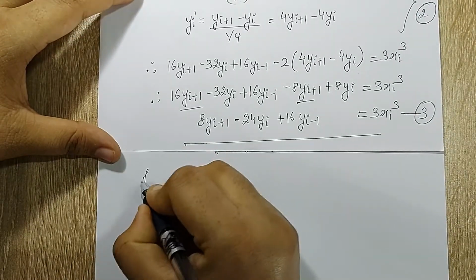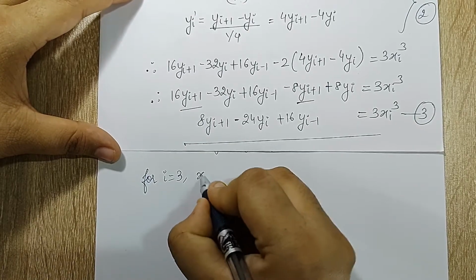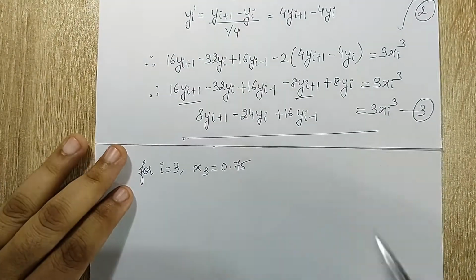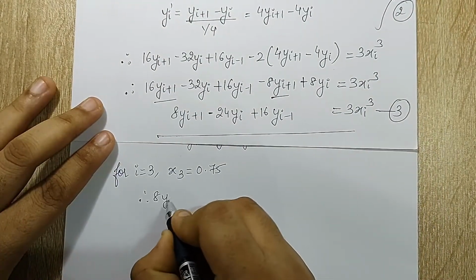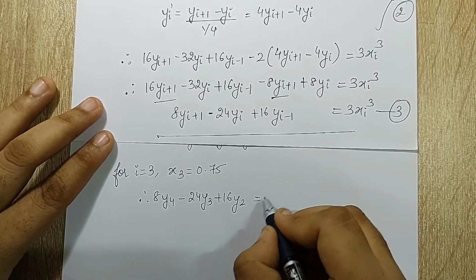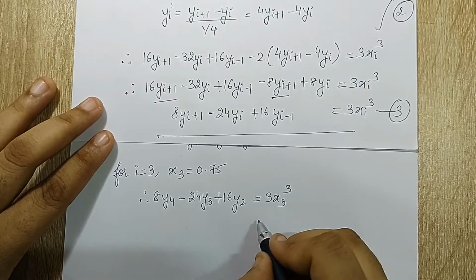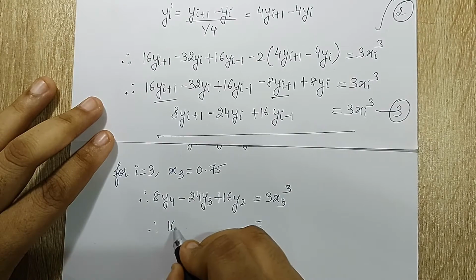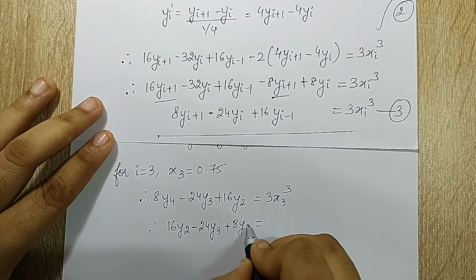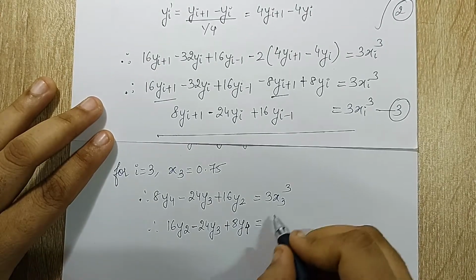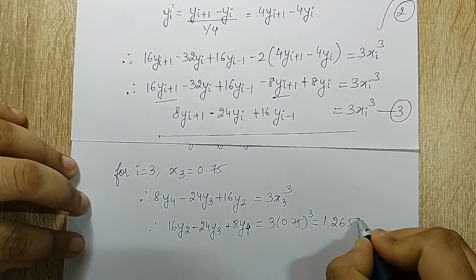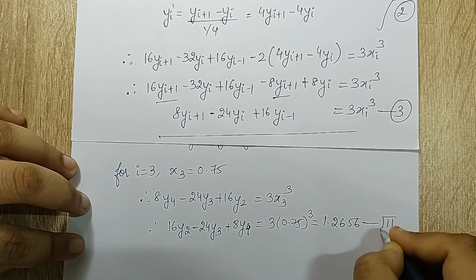Next I'll solve for i is equal to 3. When i is 3, x3 will be 0.75. So let's substitute here. I'll get, therefore, 8y4 minus 24y3 plus 16y2 is equal to 3x3 cube. So therefore 16y2 minus 24y3. y4 in this question is not known, so I have to leave it as it is for now. This is 3 into 0.75 cube, making it 1.2656. I mark this as equation 3.